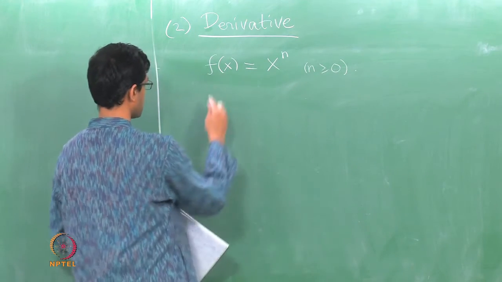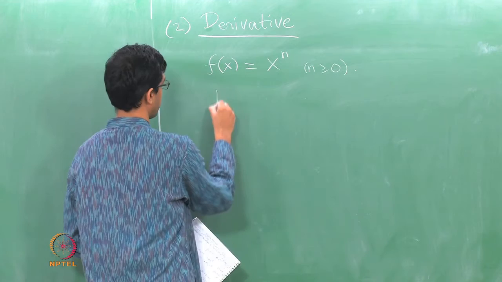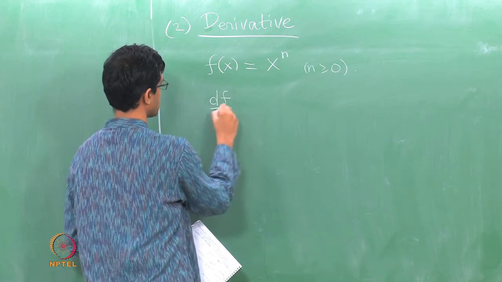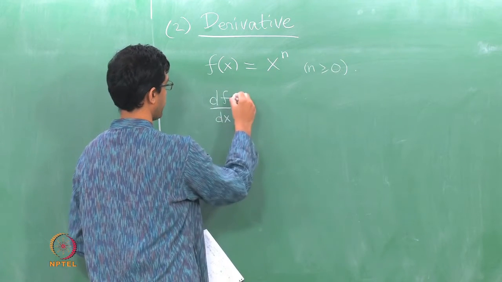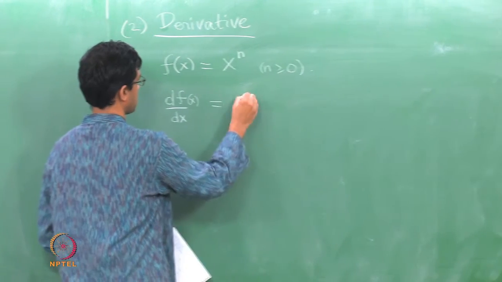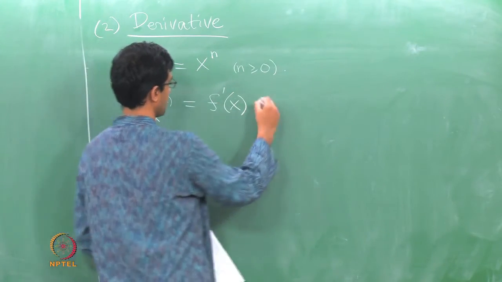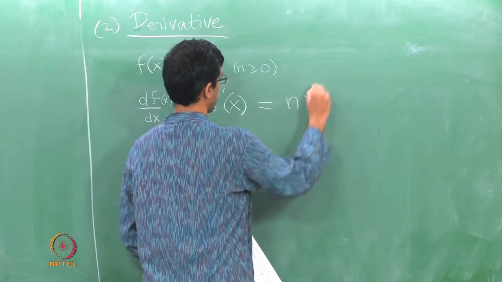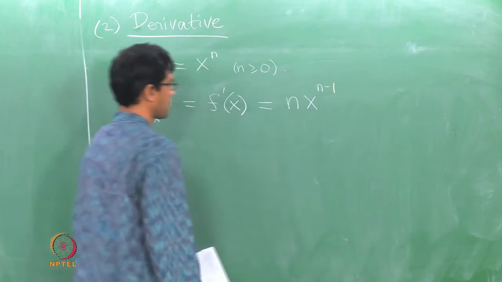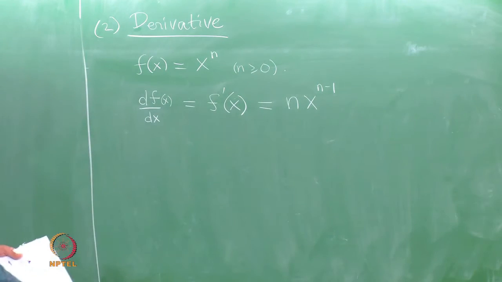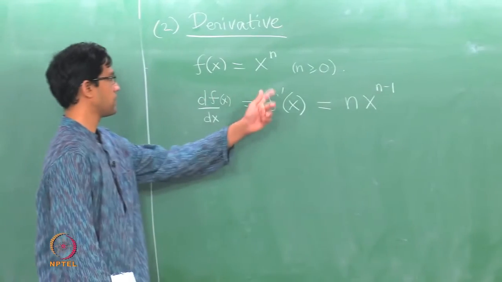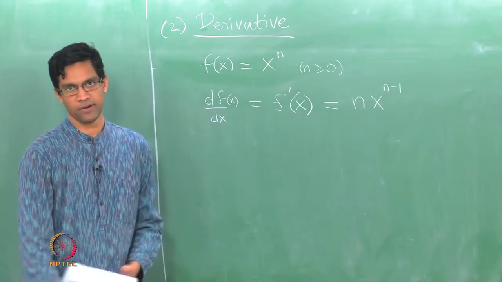The derivative of this polynomial, denoted either d by dx of f of x or as f prime of x. These are both just notations, and it is just n times x to the power n minus 1. So the derivative of a polynomial x to the power n is just n x to the power n minus 1.